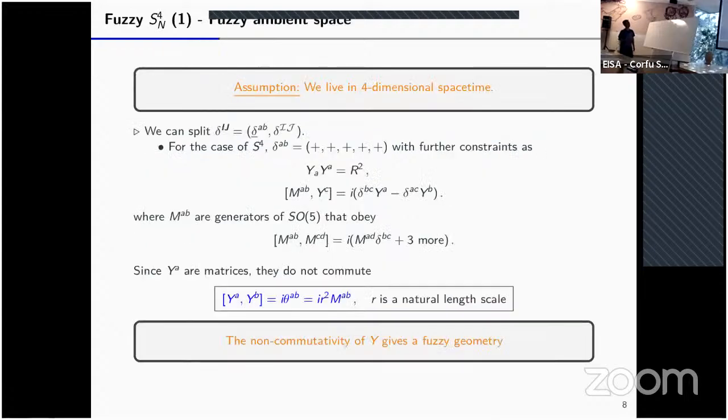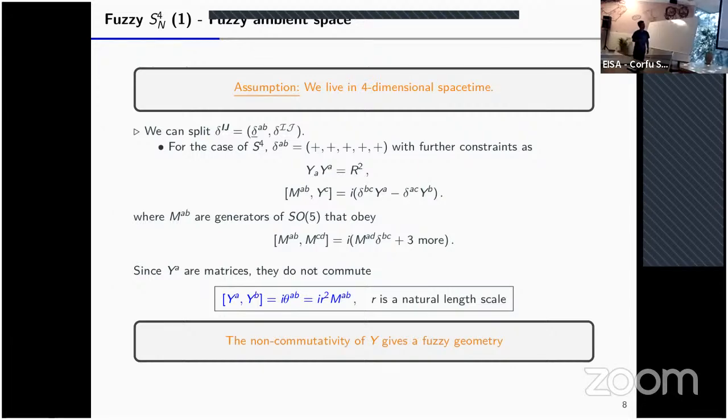So it is safe to assume that we live in four-dimensional spacetime. And for that reason, we will split the 10-dimensional matrix into two parts. The first part, delta AB, will be used to describe our target space, which is S4 here. And the second part, delta IJ, will be used to describe the internal symmetries.